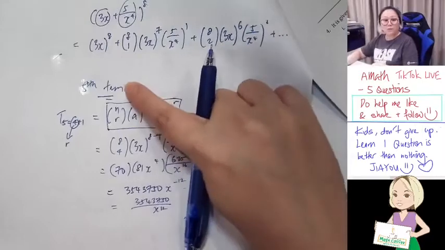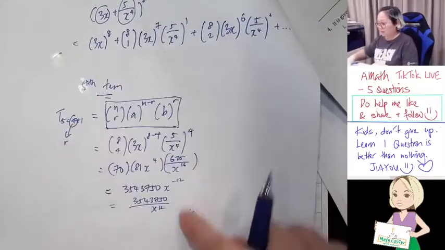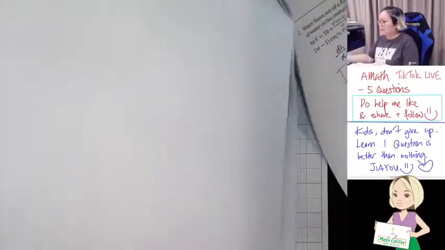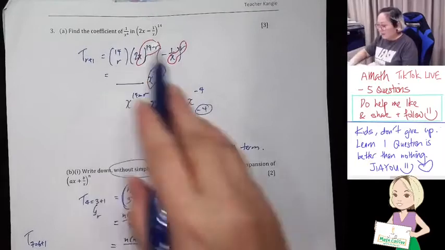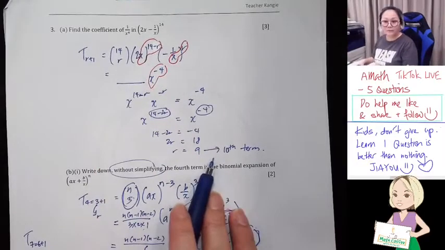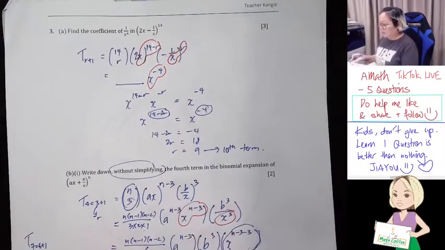So this is how you use the general term. You use it to find a particular term: when they ask you for the fifth term, straight away apply. The next one is when they ask you, can you tell me which is the term that gives me x to the power of negative 4? Then you got to form an equation and find. Okay, let's proceed already. No time already. Let me see what's the next question.